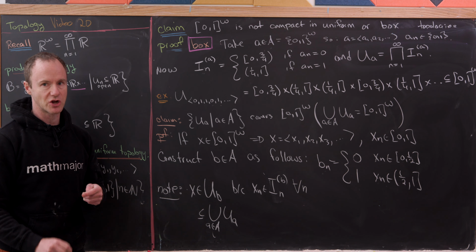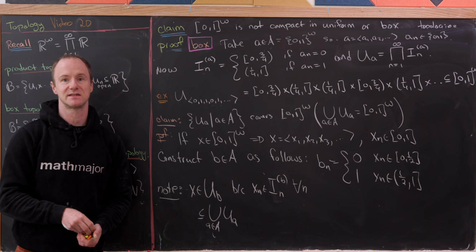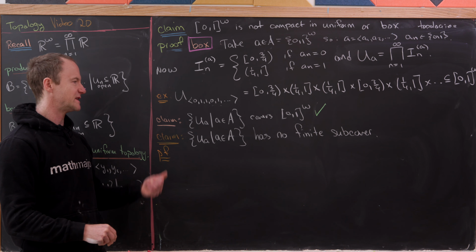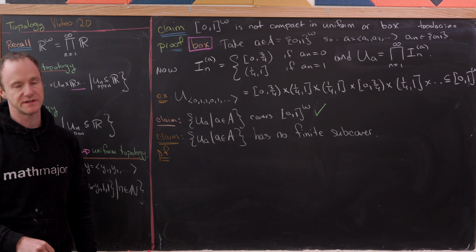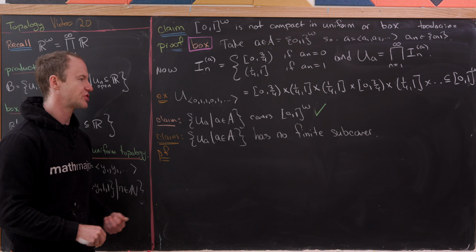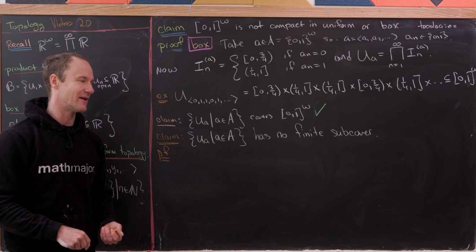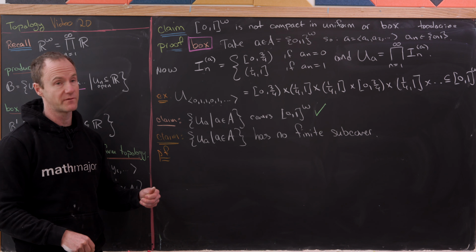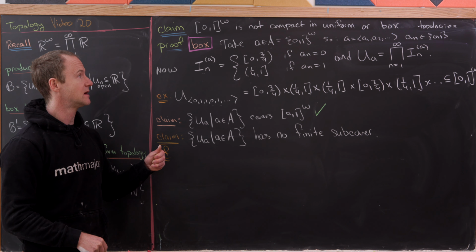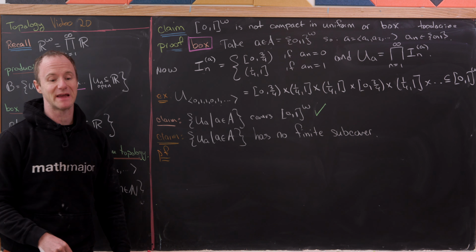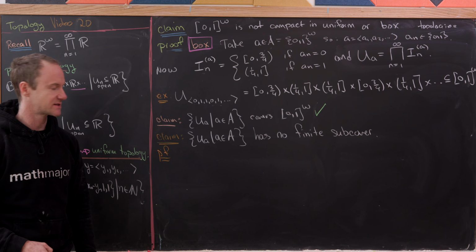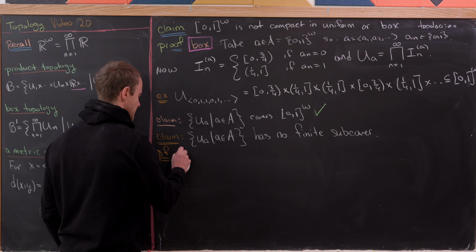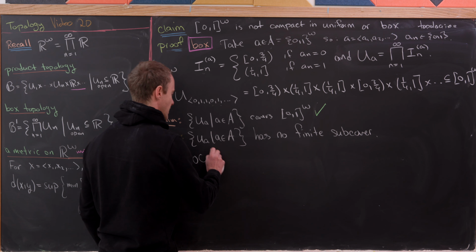So now we just have to show that it does not admit a finite subcover. We just showed that we did have an open cover of 0, 1 upper omega. Now we'll show that this cover does not have a finite subcover. That means we've got an open cover with no finite subcover, meaning that in the box topology, this space is not compact. And so let's see how this little proof goes. It's going to go by way of contradiction.